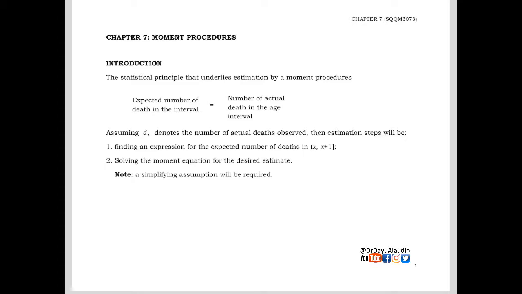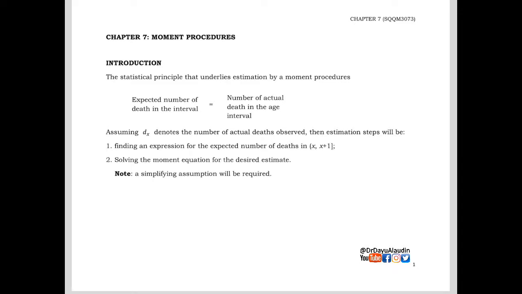Today we will learn chapter 7, moment procedures. Before this, we already learned how to determine the entry and the exit age. So now we want to estimate the number of deaths within the interval.